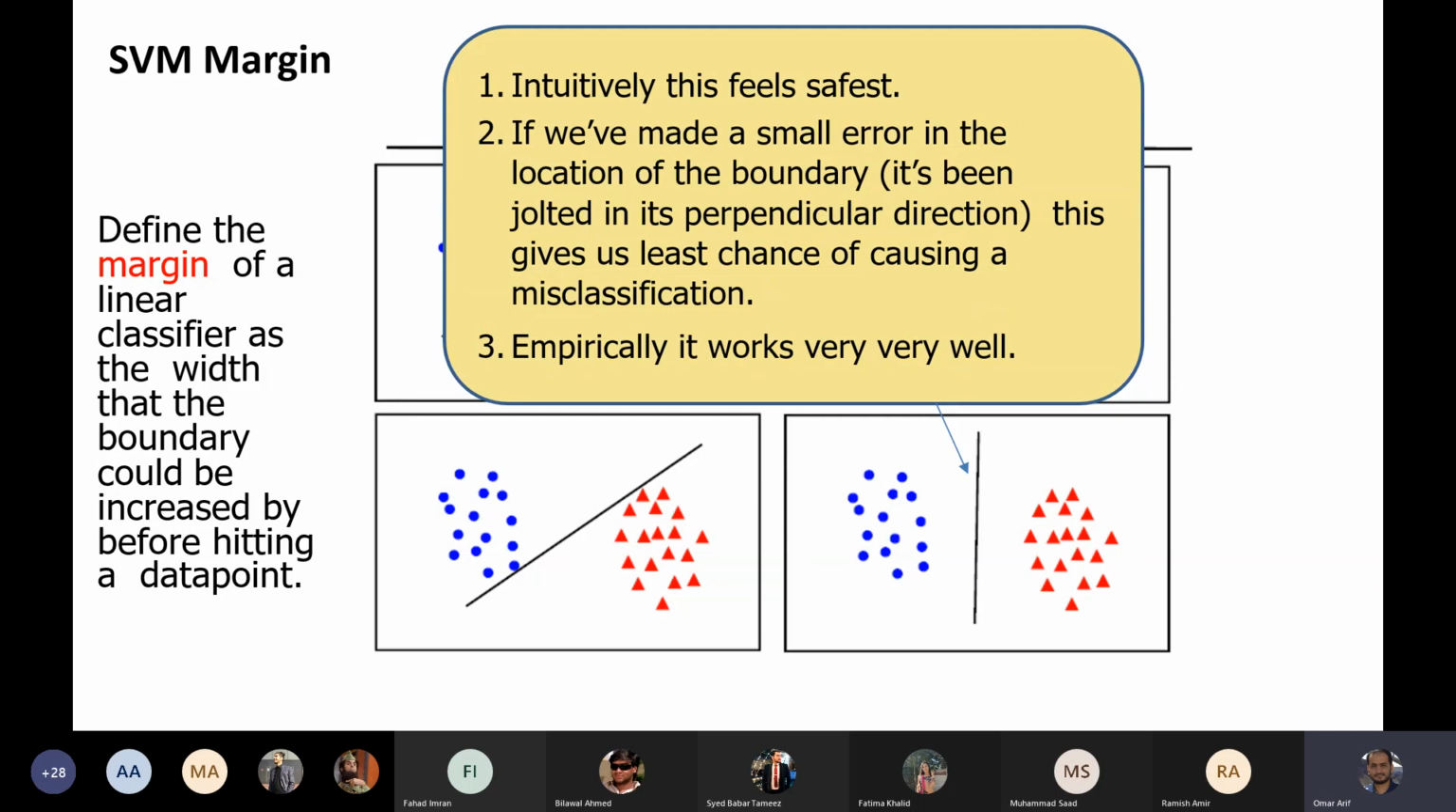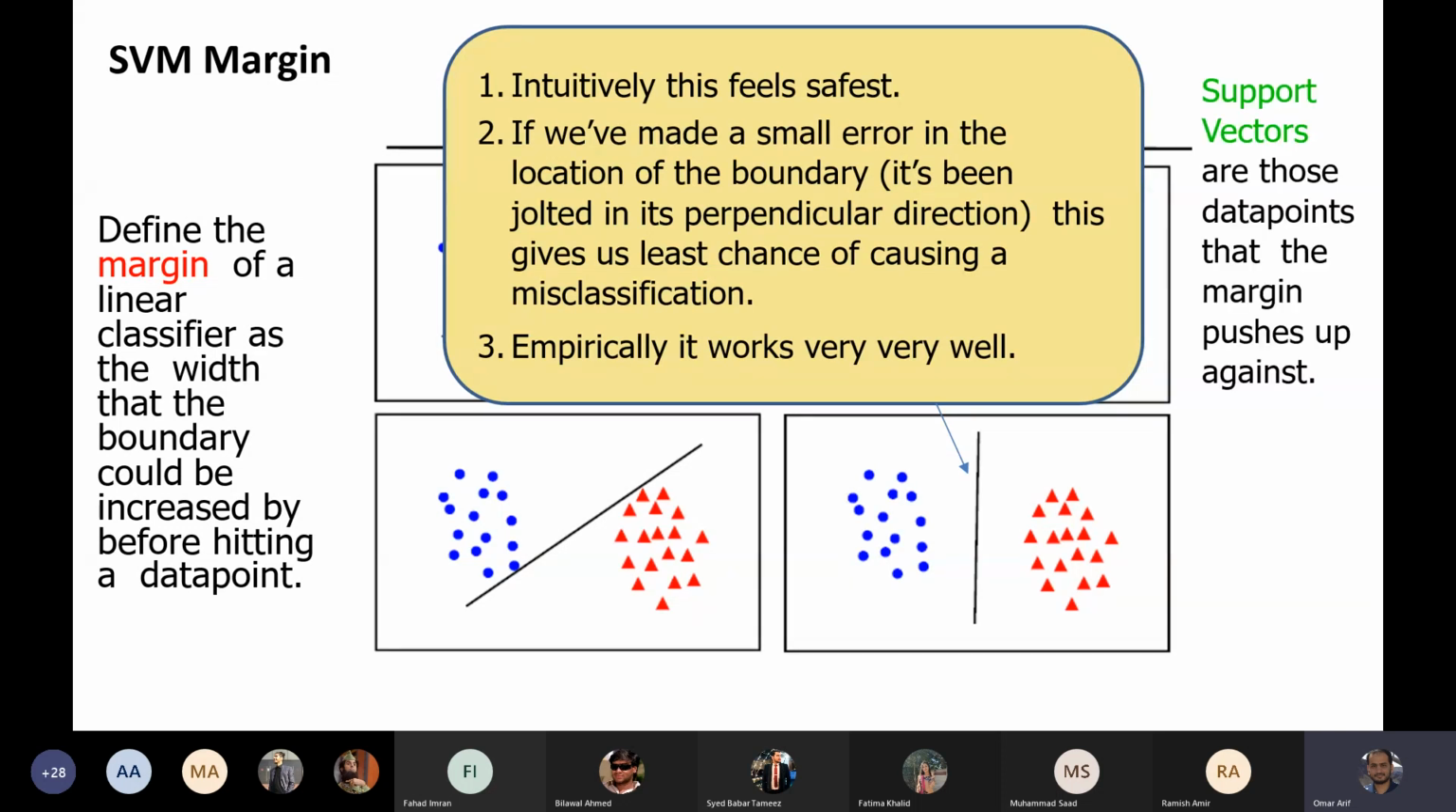Okay, we have already discussed that intuitively this feels safe if we have made a small error in the location of the boundary, which means that if we change it or rotate it, this gives us the least chance of causing a misclassification.